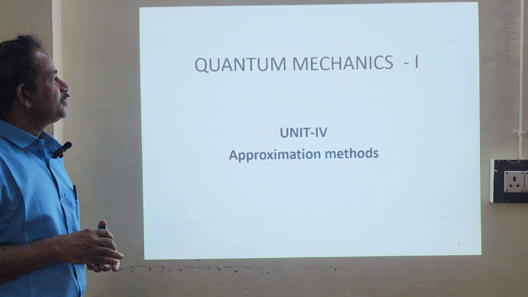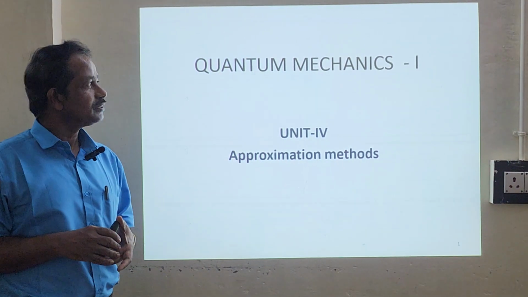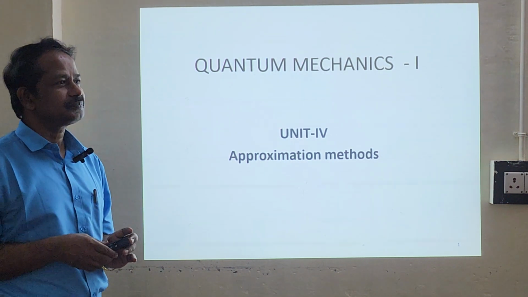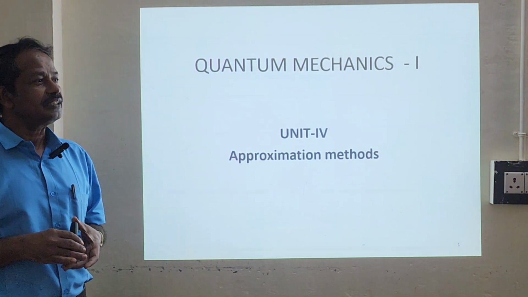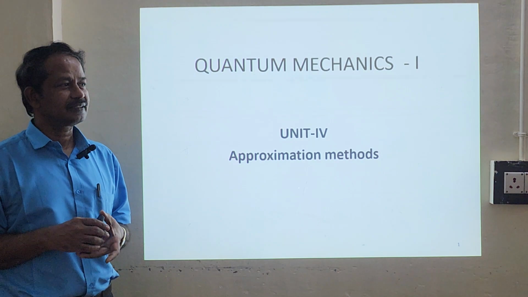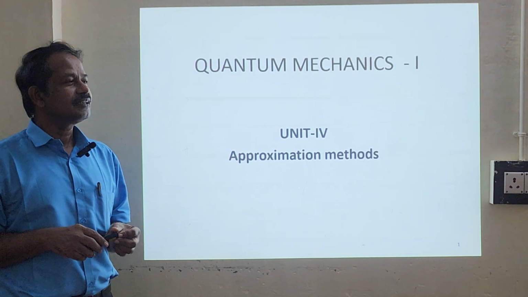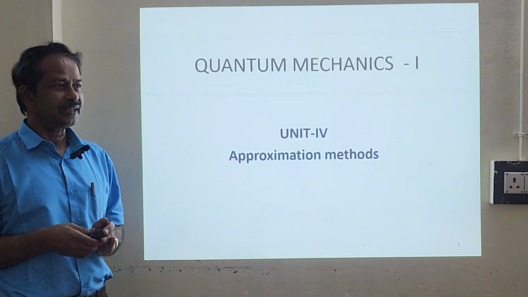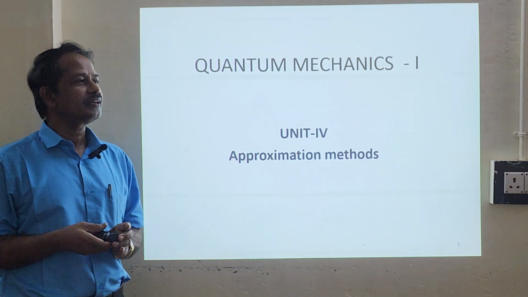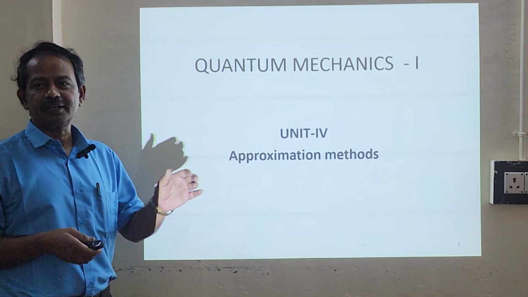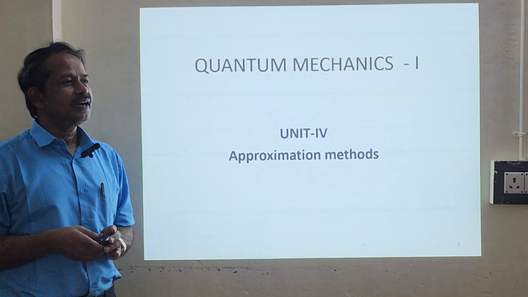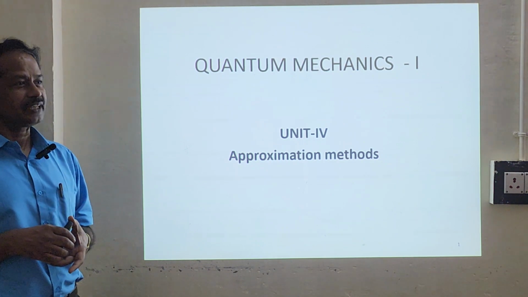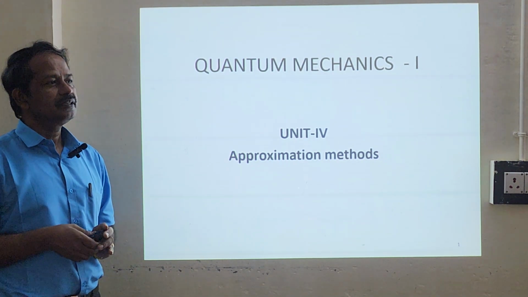Good morning, students. So today we have come to the fourth unit in quantum mechanics 1, which is on approximation methods. In the first unit, we looked at some models. Model in the sense, we studied infinite quantum well, finite quantum well, barrier potential. Then these are all one-dimension models, and we looked at hydrogen atom, then rigid rotator. So these are all 3-dimension models.